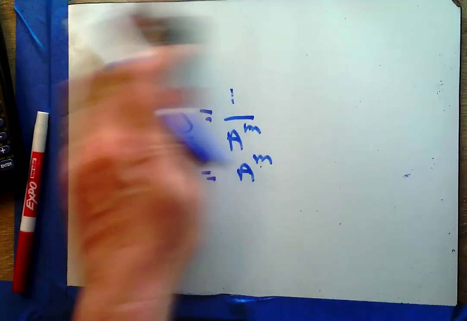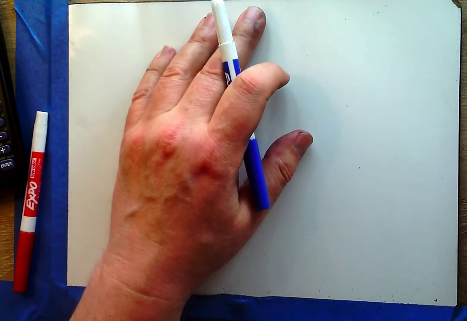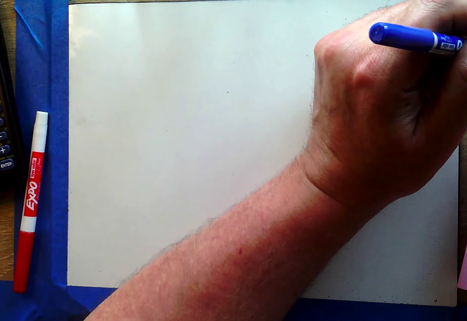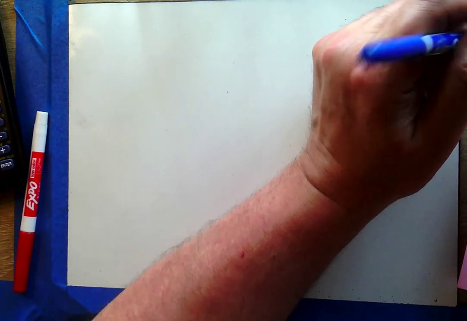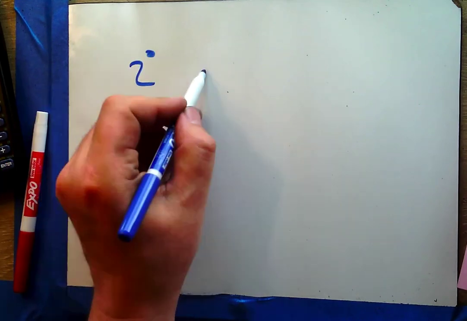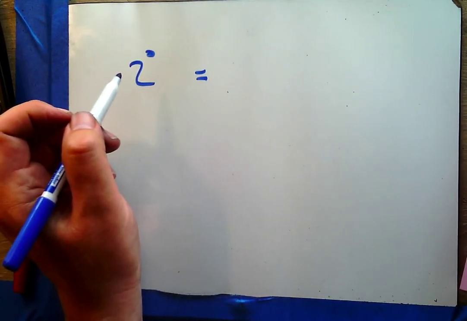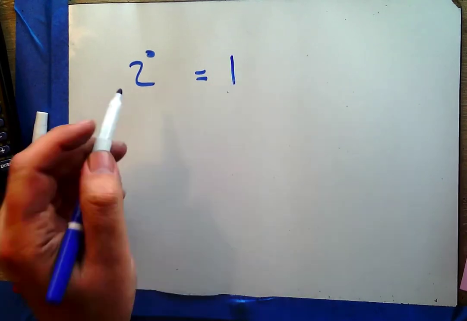Okay, so those are the rules that we're going to be working with. And what I'd like to do is do some speed rounds with you where we review problems really quick and I give a countdown. Okay? So here's the first one. 2 to the 0. 5, 4, 3, 2, 1. And 1 is our answer.